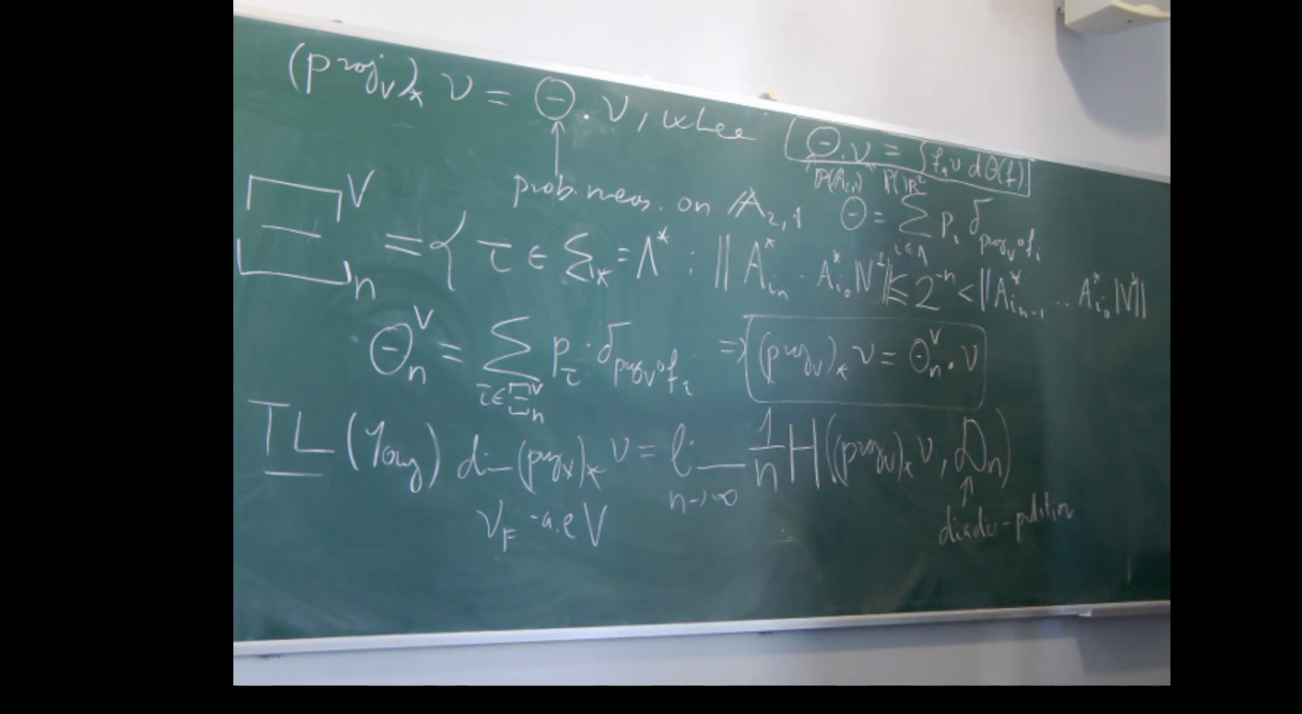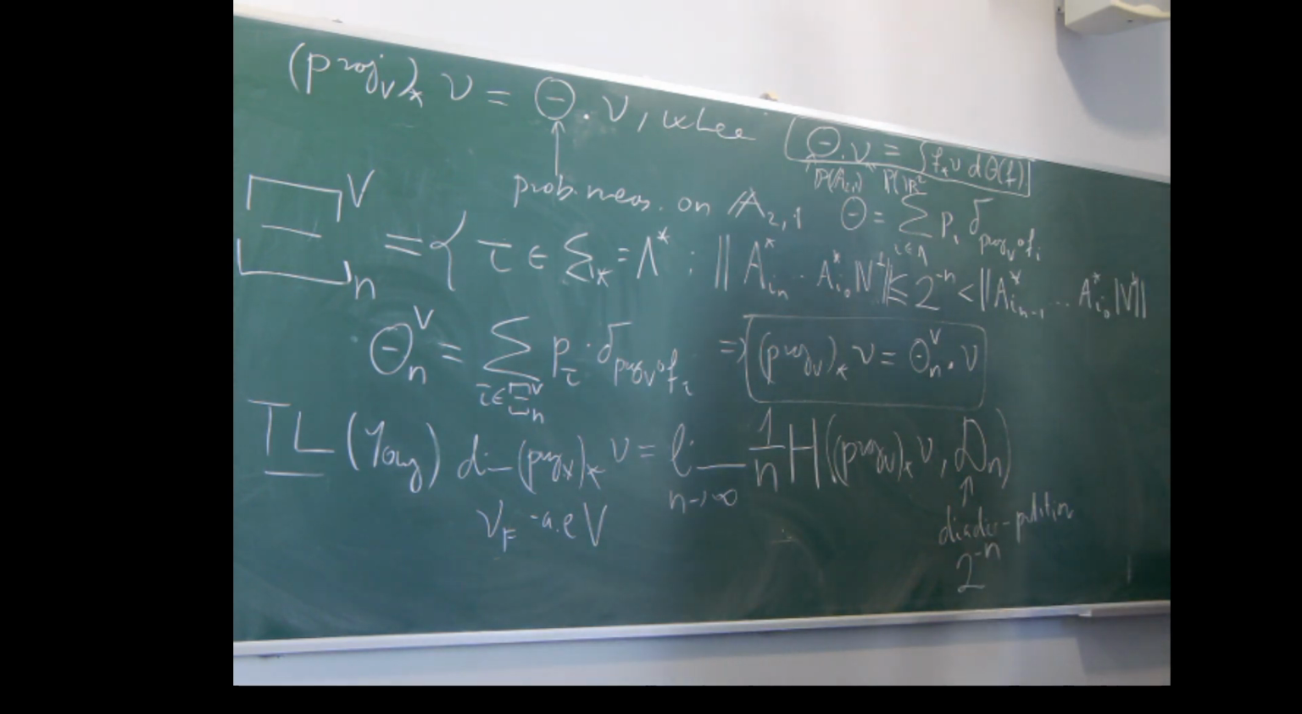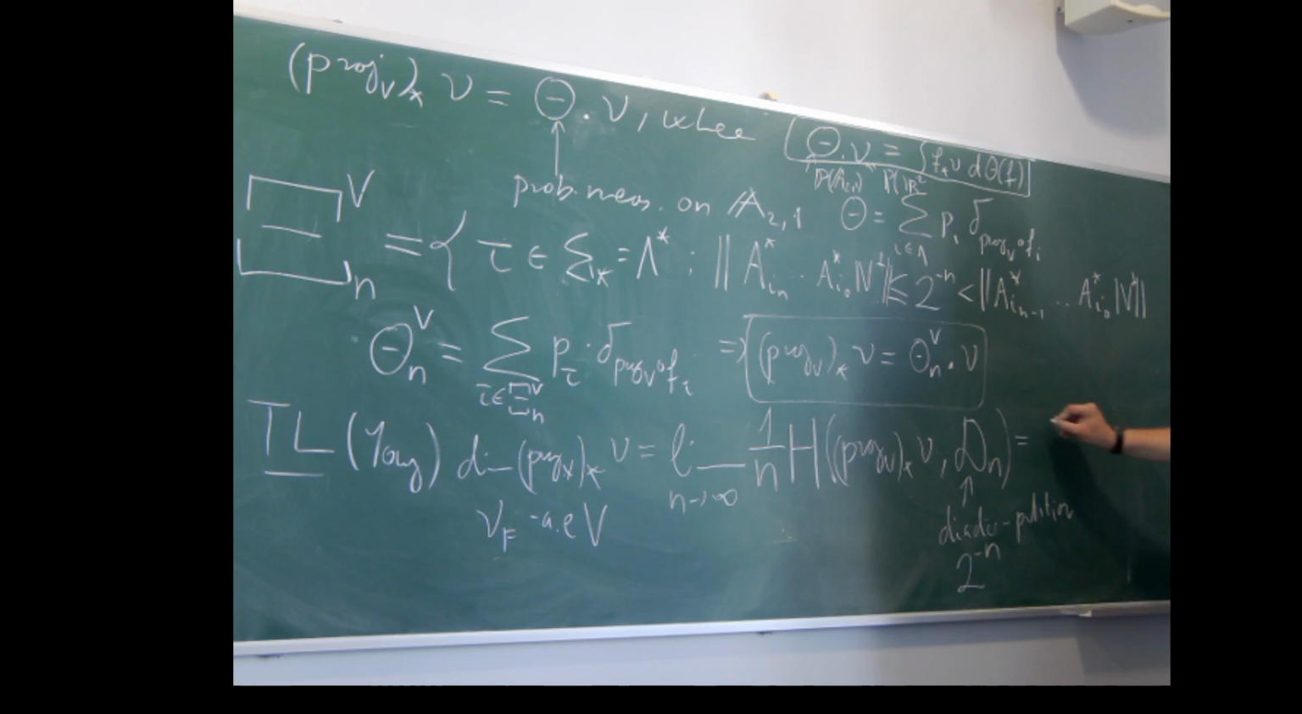You divide the real line into little tiny intervals of length 2 to the power minus n. And this is summing up over all partition elements D in Dn of minus the measure of D times log of the same measure.